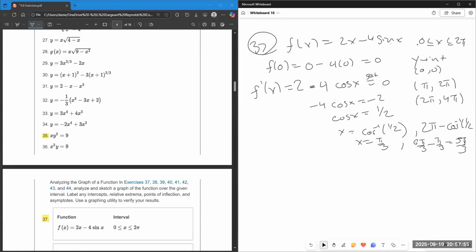Okay, so those are my critical numbers here. I want to look at 0 to 2 pi. I have pi over 3 and 5 pi over 3. Then I stick into the derivative a number between 0 and pi over 3, like pi over 4 or pi over 6. Let me use my calculator to help me.